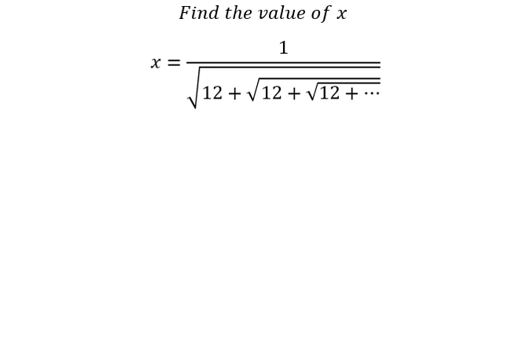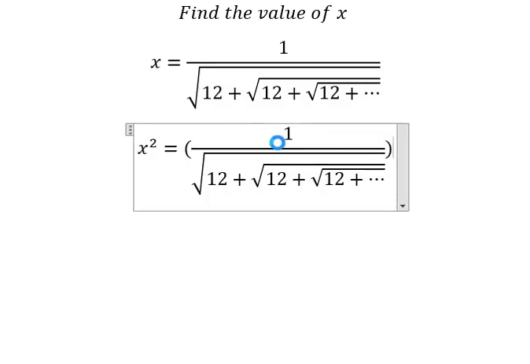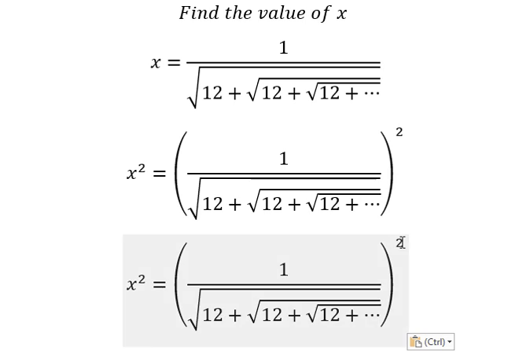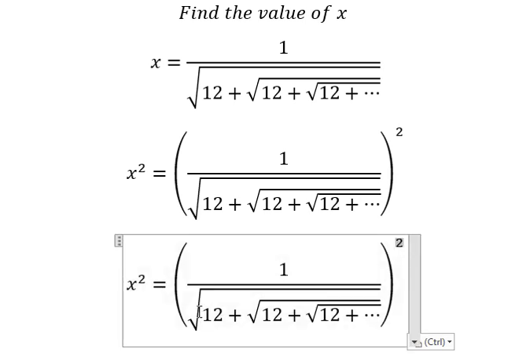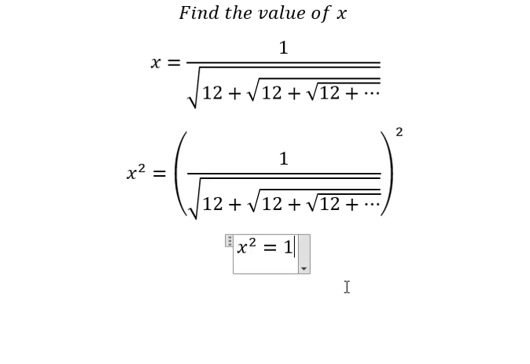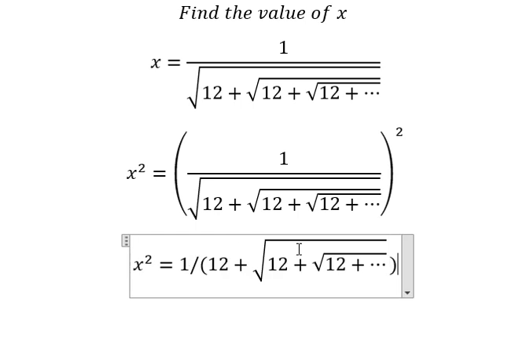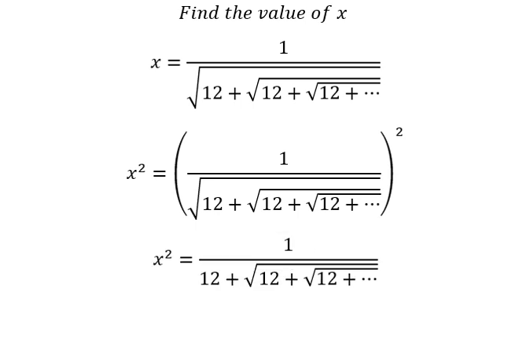The first thing we need to do is put the power of 2 on both sides. So this one can solve the square root. Now we just have it like this. Now let's go back to this one.